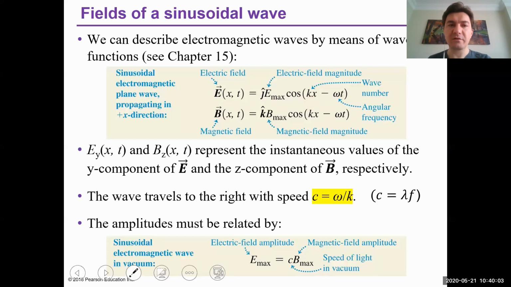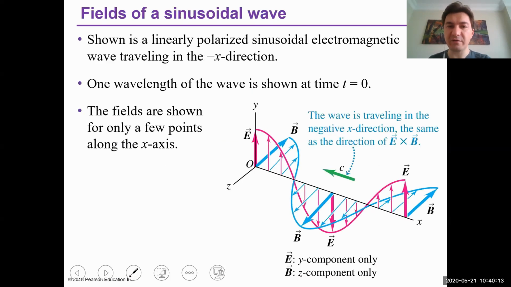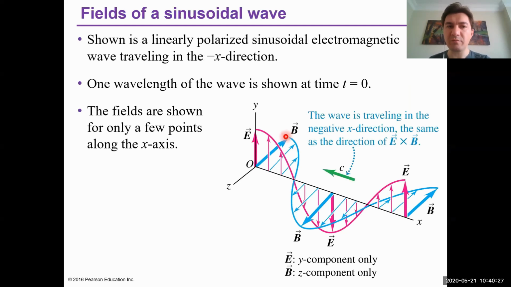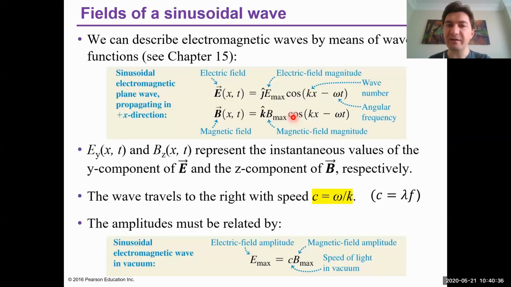In addition to that, the magnetic field can also be written in that form. Now here we have the k unit vector, since the magnetic field is along the z direction. So here we have B max, the maximum magnetic field component, times cosine(kx minus omega t).